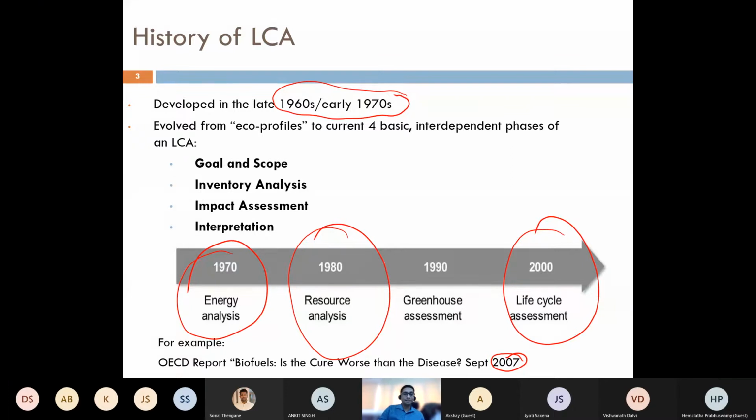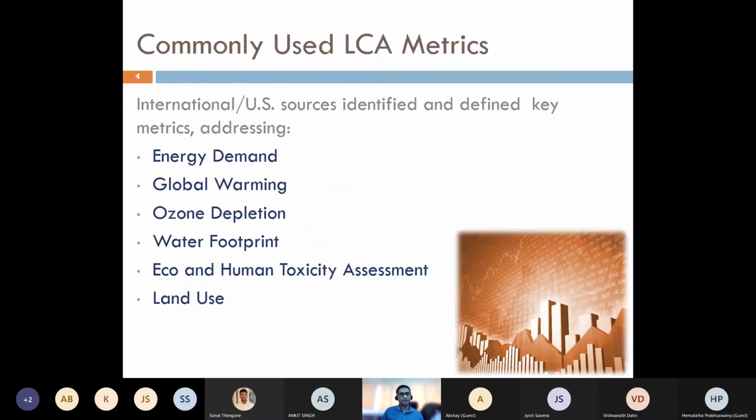Again, it has four major phases, which are called goal and scope, inventory analysis, impact assessment, and interpretation. We are going to study them in greater depth as we go ahead.